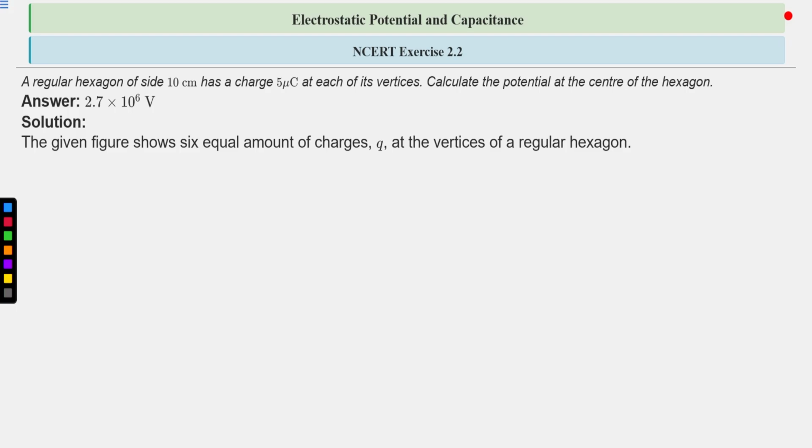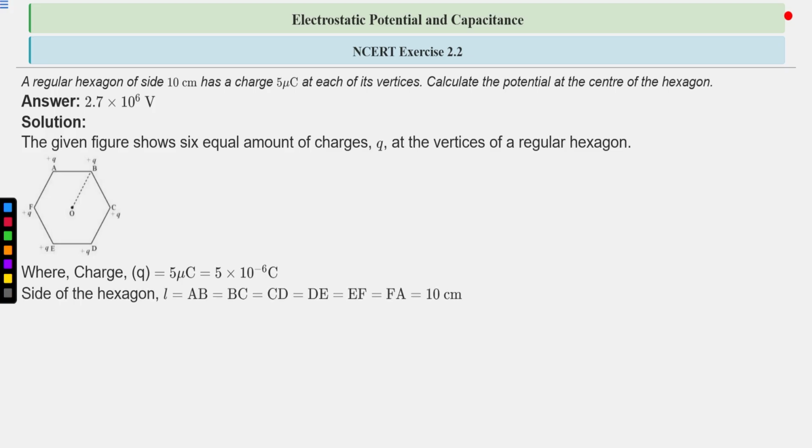And the solution is, the given figure shows 6 equal charges Q at the vertices of a regular hexagon. So this is the hexagon A, B, C, D, E, F, and on each vertex of the hexagon there is a plus Q charge present. So this is the center of the hexagon, and the distance of one vertex from the center of the hexagon is D, where charge Q equal to 5 microcoulomb, 5 into 10 to the power minus 6 coulomb.